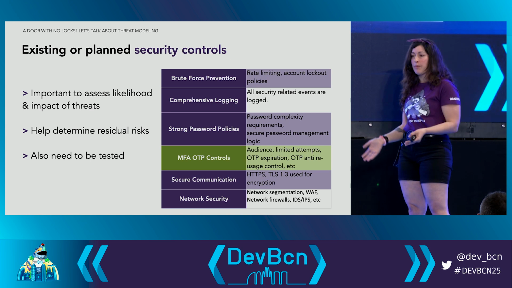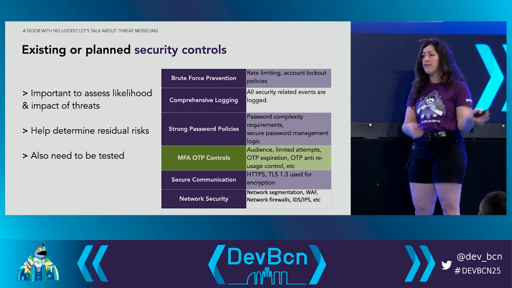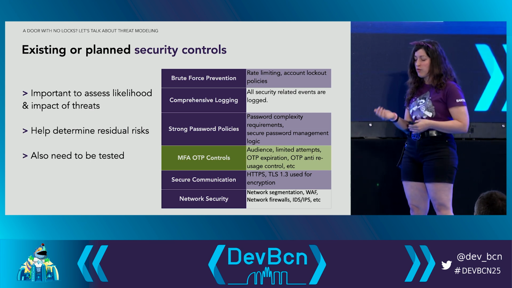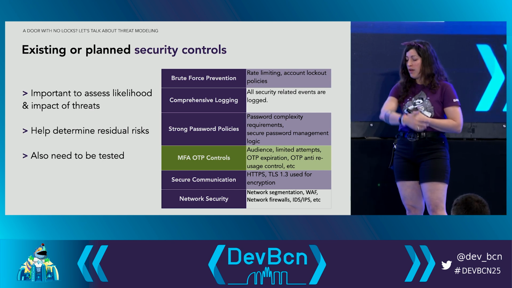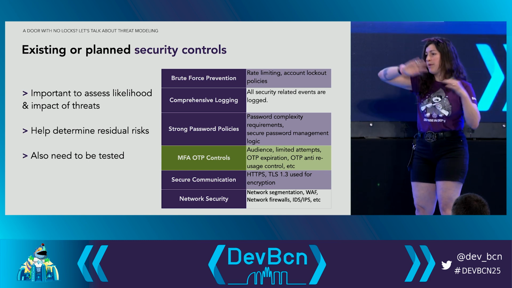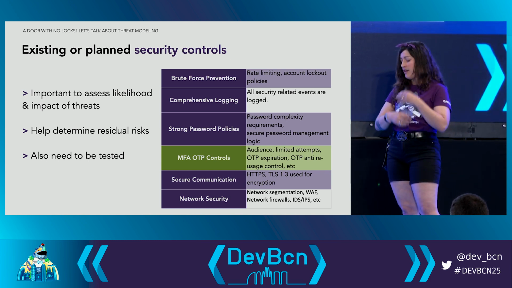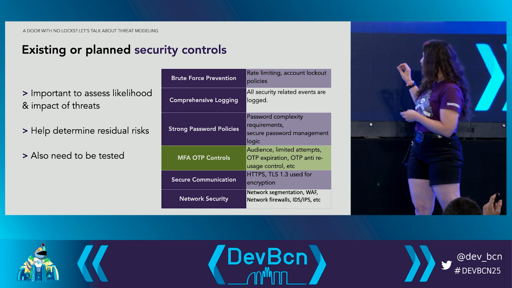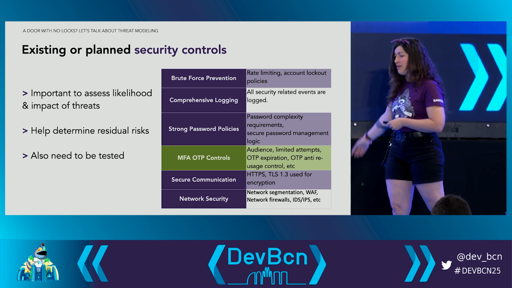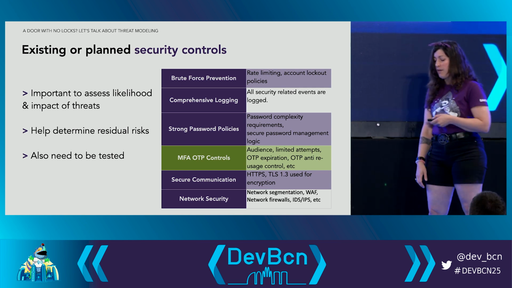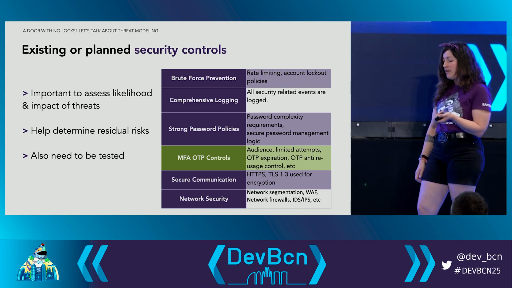And I have secure communication, and a lot of network security. I use network segmentation. I have a web application firewall. I have network firewalls with the best configurations, IDS, IPS, which are intrusion detection systems and intrusion prevention systems. I have a lot of things. But I'm still worried about the MFA, right?